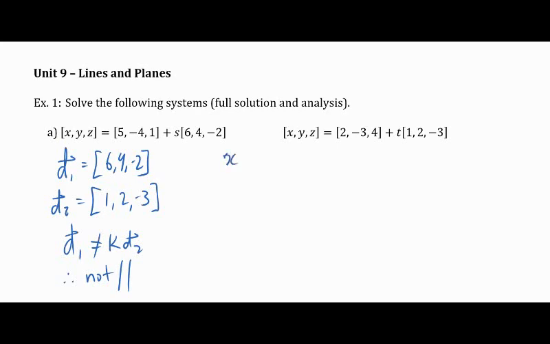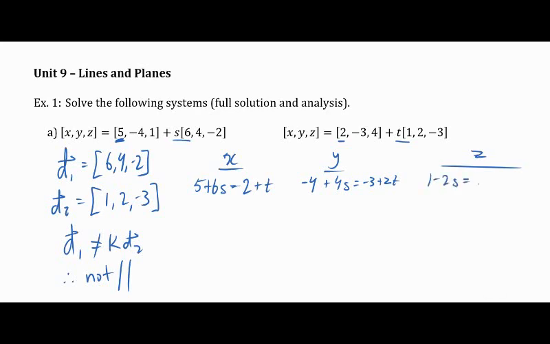So the x is, starting over here, 5 plus 6s equals 2 plus 1t. And the y looks like negative 4 plus 4s equals negative 3 plus 2t. And the z looks like 1 minus 2s and 4 minus 3t.